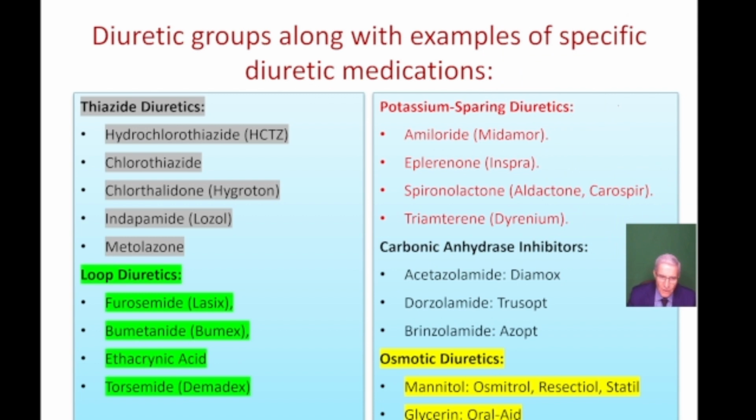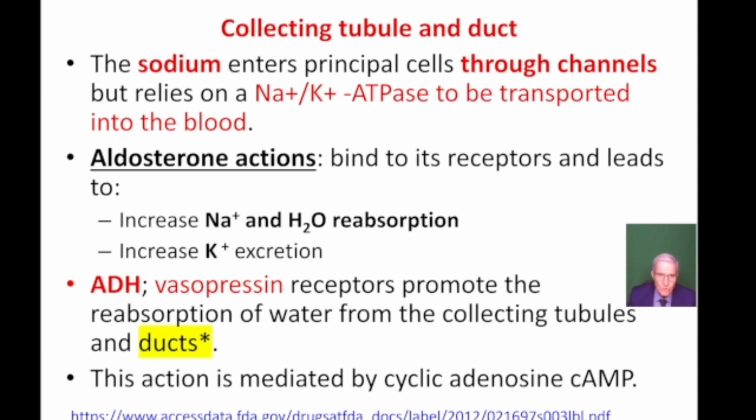Okay, as you can see here, we have the group. We are going to speak in detail about the potassium-sparing diuretics. This group of medication works on the collecting tubule and collecting ducts. Sodium enters principal cells through channels, and relies on the sodium-potassium ATPase pump to be transported into the blood.